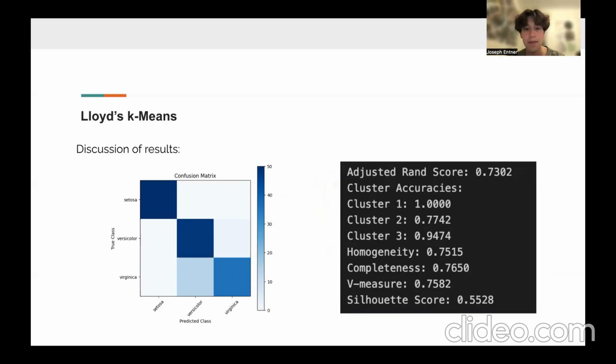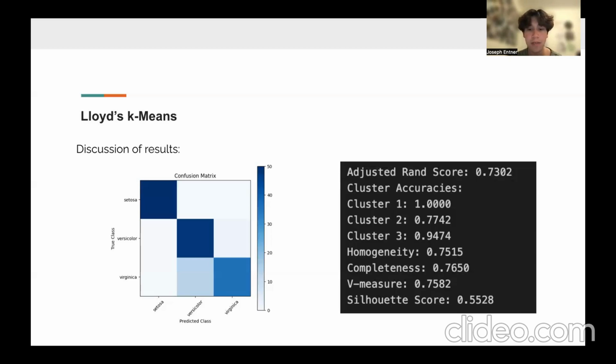Second, on the right, we have a number of other metrics that give us more insight into the results of Lloyd's algorithm on this data set. First, an adjusted RAND score of 0.7302 indicates reasonable alignment with the true class labels. We also have cluster accuracies for each cluster, which varied. Cluster 1 achieved 100% accuracy, while cluster 2 and 3 achieved 77.42% and 94.74%, respectively.